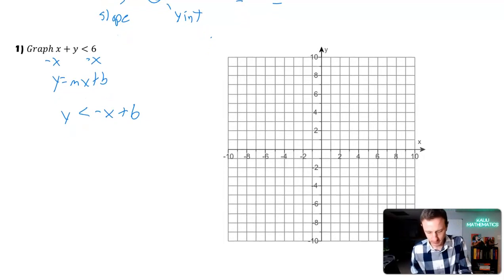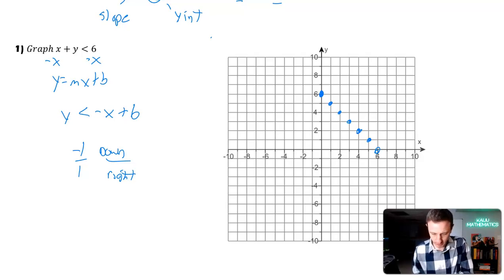My y-intercept is 6, and my slope is negative 1 over 1, which means we go down 1 and to the right 1. So from here, I'm going to go down 1, right 1, down 1, right 1, down 1, right 1. Don't connect the points right away. With inequalities, you want to try to go both directions, so up 1, left 1, and so on.